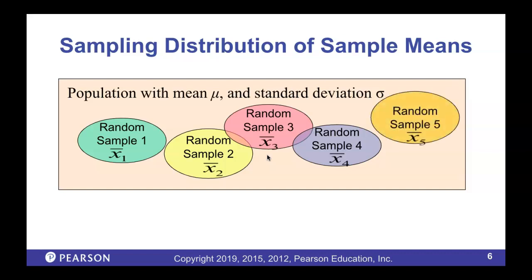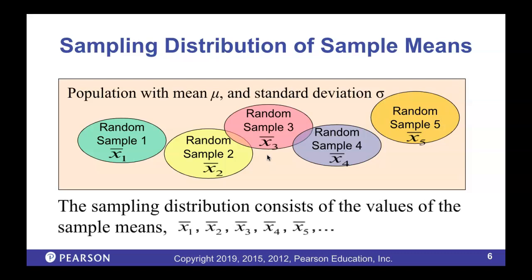Maybe that's enough. One more, okay? How about a mustard color sample? Sample number 5 will give me X bar number 5. You see, if I have 5 different samples, I can have 5 different sample statistics, right? 5 different averages. The sampling distribution consists of the values of the sample mean, X bar 1, X bar 2, X bar 3, all the way up to X bar 5. If I just look at these X bars, that's what we call the sampling distribution of the sample mean. These are the averages from my samples. I hope this is making sense so far.